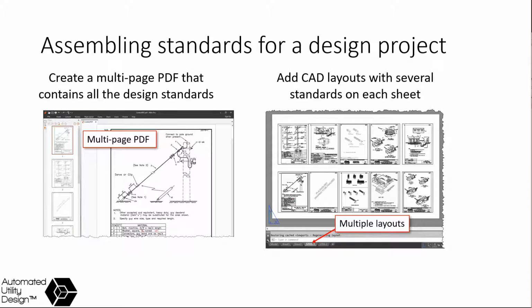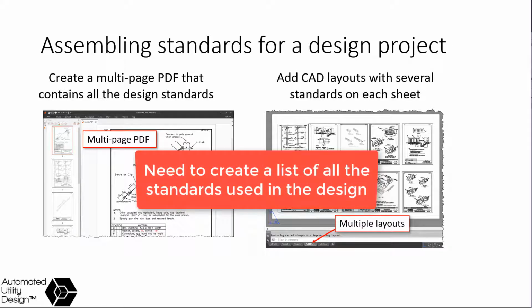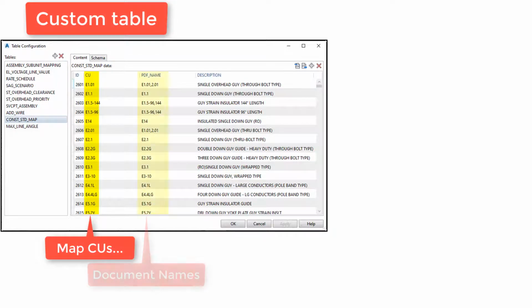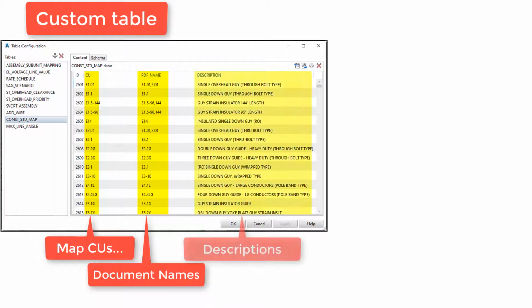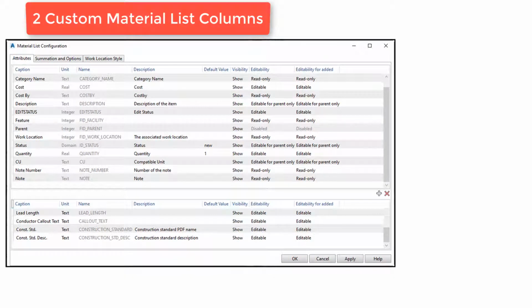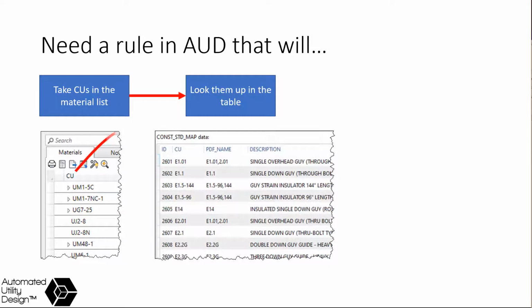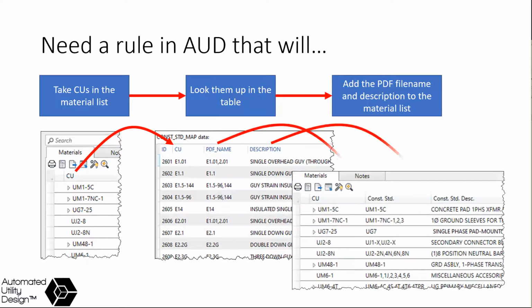To begin, within AUD, we need to create a list of all the standards used in the design. In my sample implementation, I've done it as follows. First, I've used approach 2, so I have a custom table that maps CUs to standards documents. Note this table also includes descriptions for each PDF. Next, I've used the AUD material list configure command to add two custom material list columns, construction standard and construction standard description. Now, all we need is a rule in AUD that will take the CU for every entry in the material list, do a lookup in the custom table, and add the document and description information to the custom columns. This can be done with a single rule.